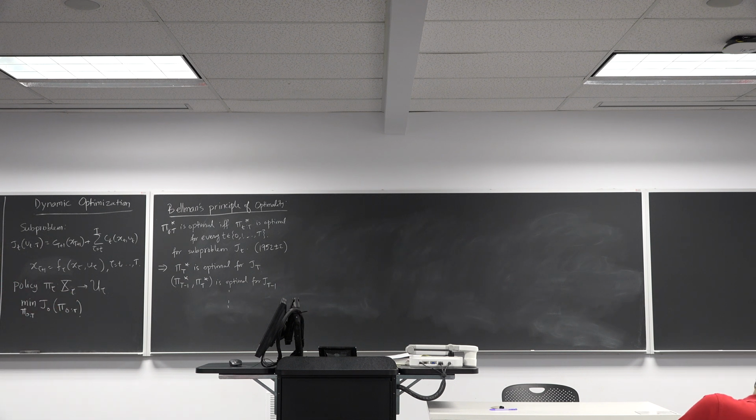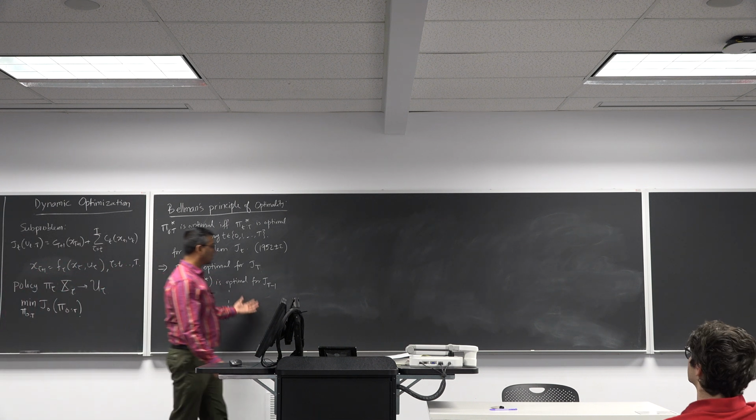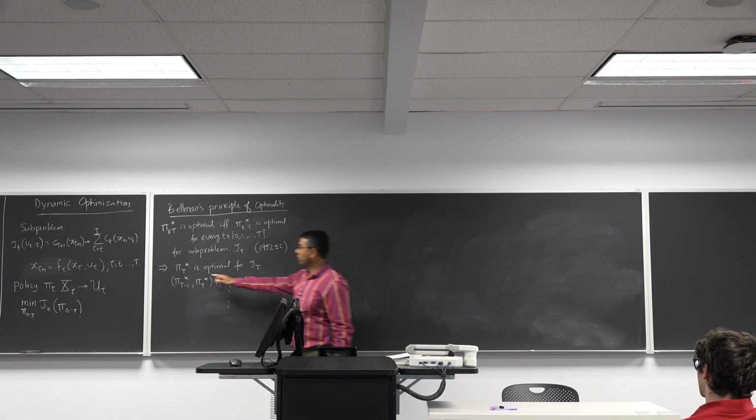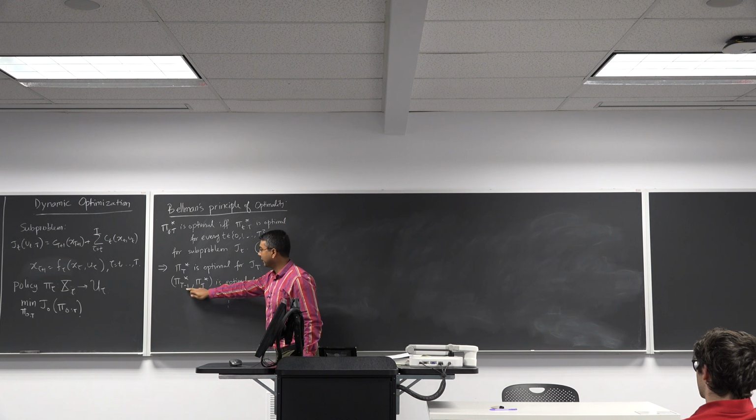I want to simplify this optimization problem. I want to come up with a sequence of sub-optimization problems to solve. And so this allows us to come up with a sequence of sub-optimization problems that we can solve in order to get pi t star and then get pi t minus 1 star, and so on and so forth.